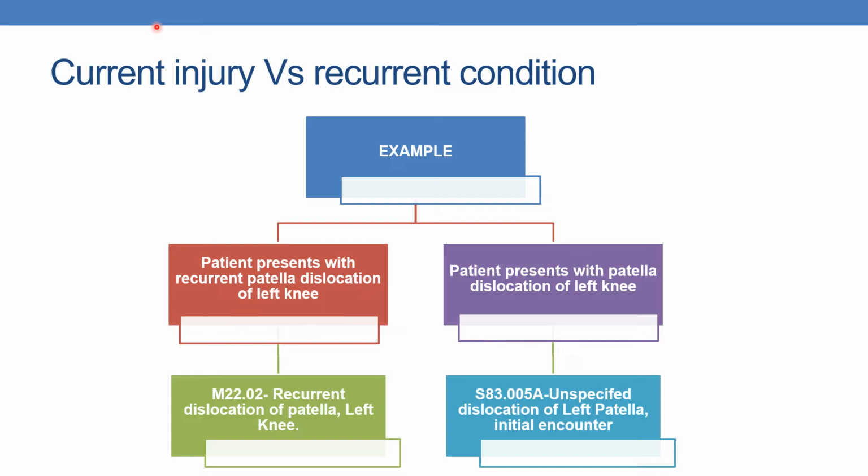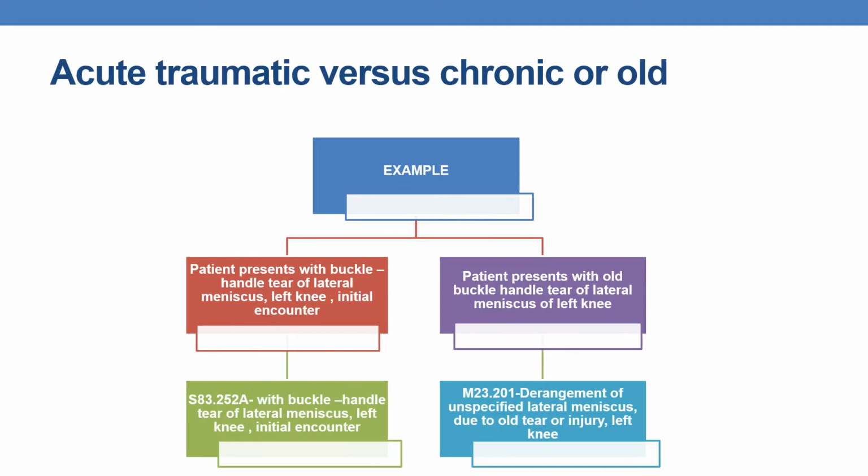So this is an example of current injury versus recurrent condition. Now coming to acute traumatic injury versus chronic or old condition. Let us see one more example. Patient presents with buccal handle tear of lateral meniscus left knee, initial encounter. This is an acute traumatic injury, that is current injury. So this must be coded from chapter 19. The appropriate code is S83.252A. Buccal handle tear of lateral meniscus left knee, initial encounter.